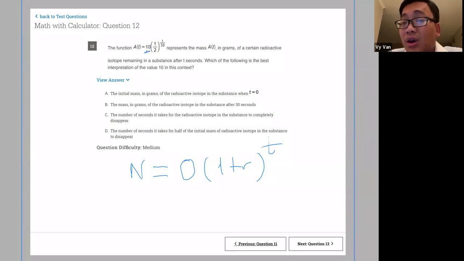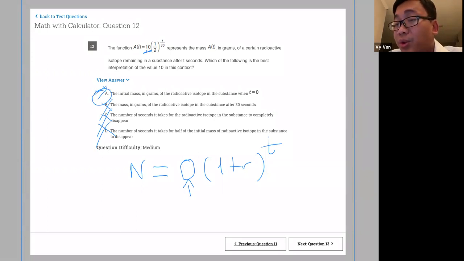10. So this is the original amount. So let's see which one says the original amount. Initial mass. So initial mass right here. The mass after 30 seconds, no. The number of seconds, no. The number of seconds. So the answer is the initial amount, or original amount.